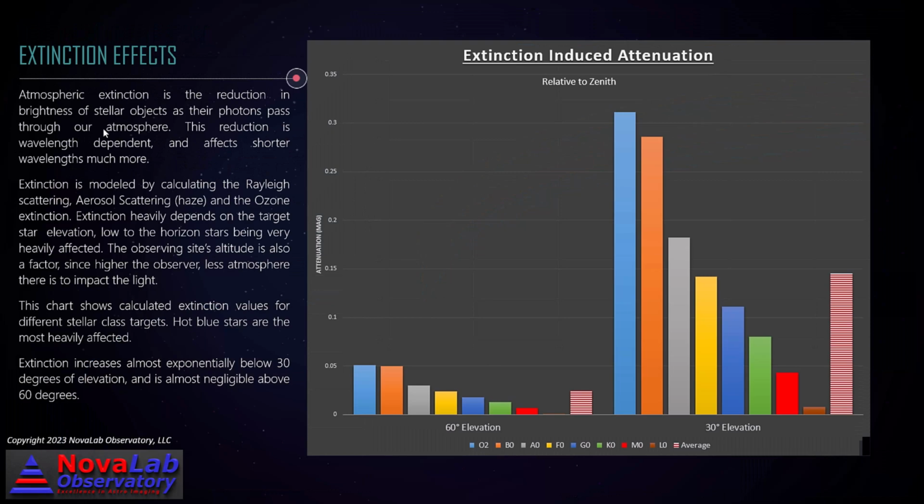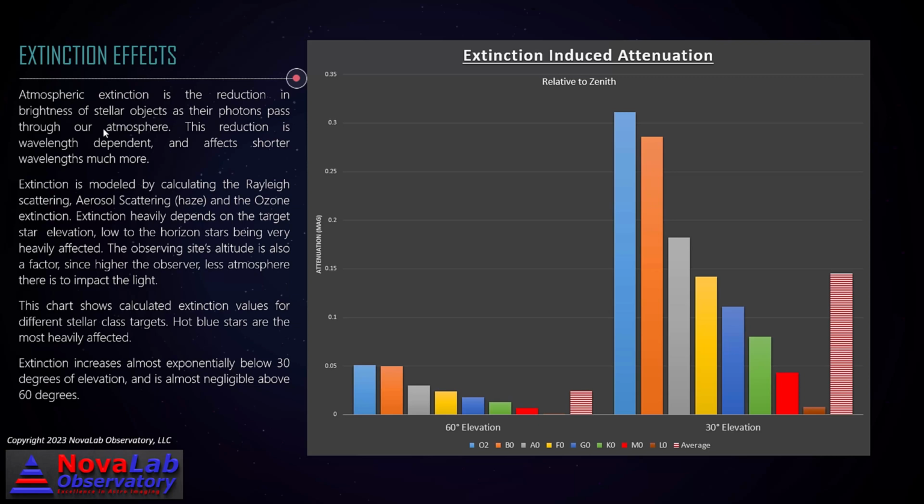And finally, the extinction effects. Extinction basically is your atmosphere attenuating the light, and it does this by means of various factors. There's Rayleigh scattering, aerosol scattering, or haze, which is defined by the atmospheric optical density coefficient. And then there's also the ozone extinction. Put them together, you get your extinction. And it depends very heavily on the target elevation above the horizon. So if you're really low to the horizon, you're looking through a whole bunch of air, and your extinction is going to be very heavily impacted.